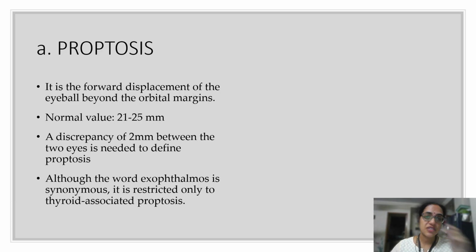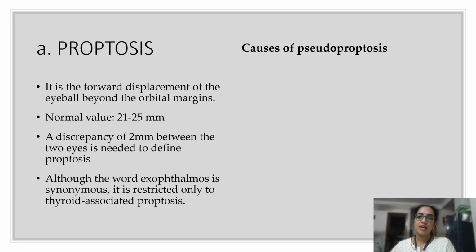Proptosis is defined as forward displacement of the eyeball beyond the orbital margins. Normally it is around 21 to 25 mm in front of the orbital margins. A discrepancy of 2 mm between the two eyes is needed to define proptosis clinically, or anything more than 25 mm we call it proptosis. Although the word exophthalmos is commonly used, we usually restrict it to thyroid associated proptosis.